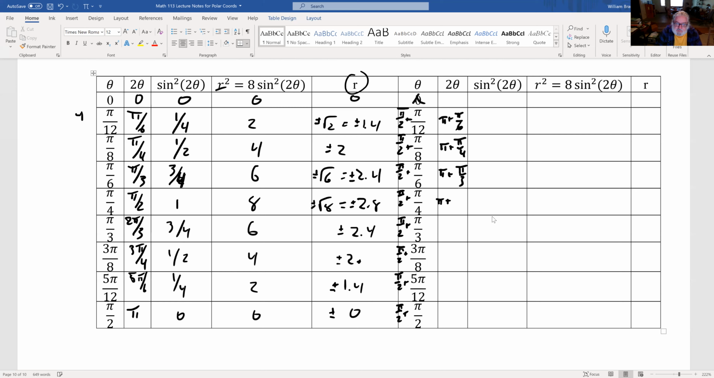Pi plus pi over 2, 270 degrees. Pi plus 2 pi over 3. Pi plus 3 pi over 4. Pi plus 5 pi over 6. And then pi plus pi, which equals 2 pi. So what do I know about the signs of these things? All these signs are going to be negative, but when I square them, I'll just get these same numbers again.